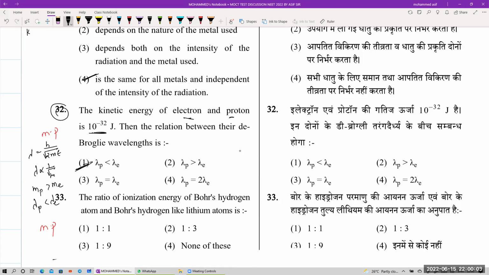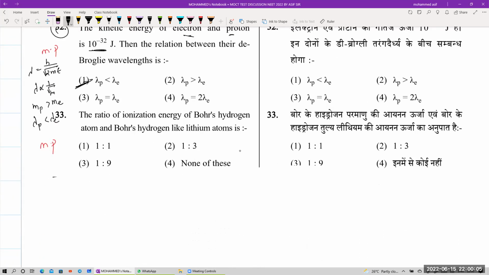Good question. Question number 33 again good question. The ratio of ionization energy of the Bohr's hydrogen atom and Bohr's hydrogen like lithium atom will be equal to how much? Ionization energy का formula E is equals to 13.6 into Z square. अगर माइनस आ गया तो that will give me the general energy.